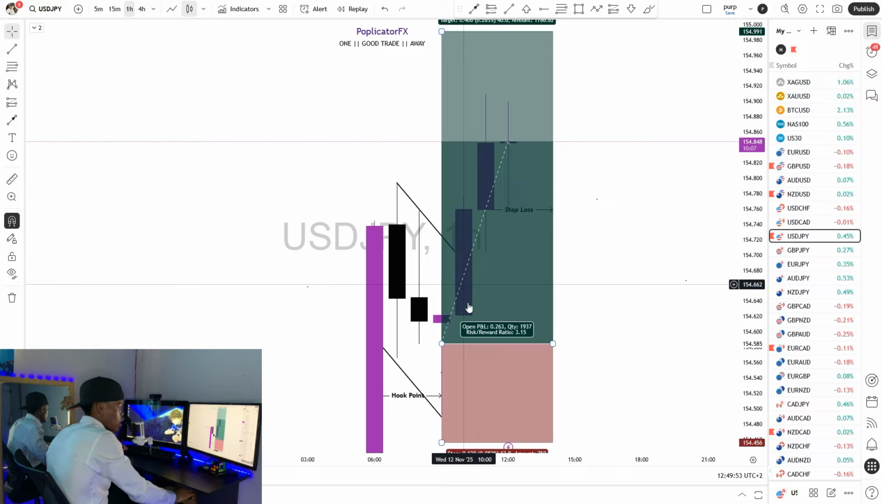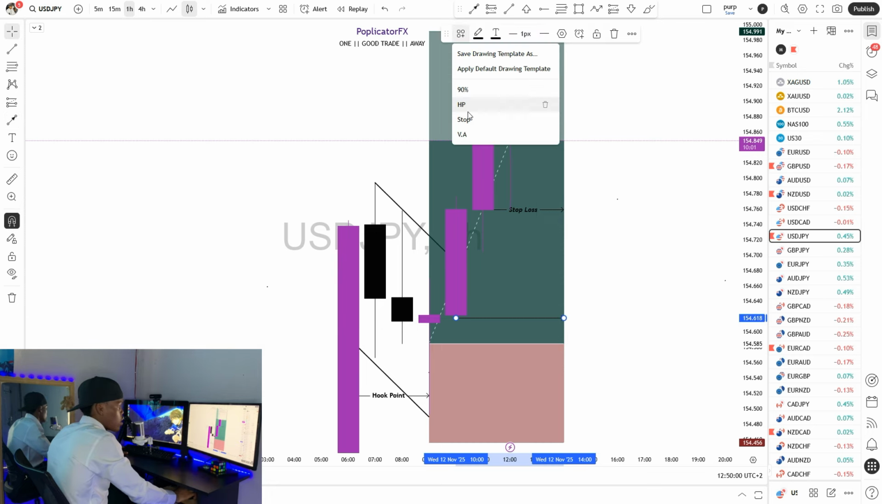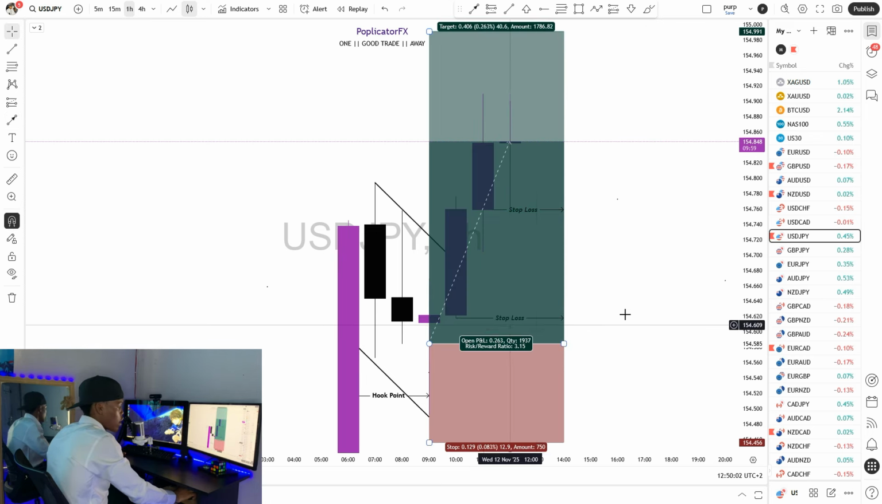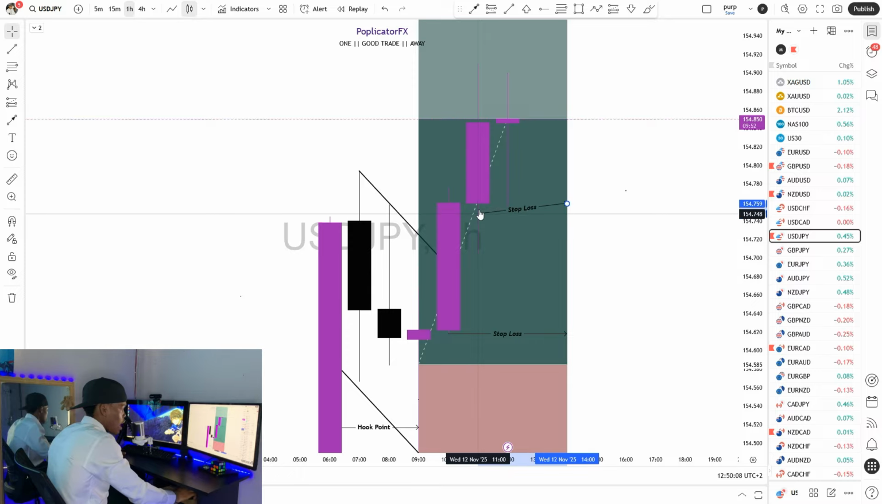So the first 1 hour candlestick pushed up from my entry, as you can see. So my stop loss was right here, as you can see. So after this candlestick, we had another 1 hour candlestick pushing away from my entry. So I placed my stop loss right here, as you can see.